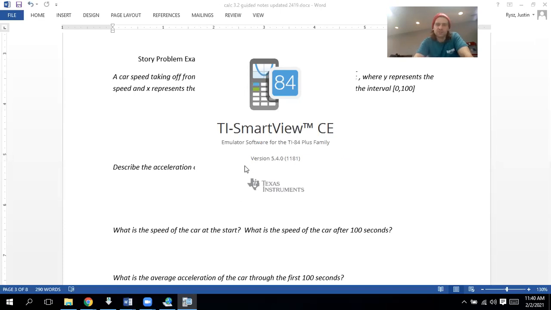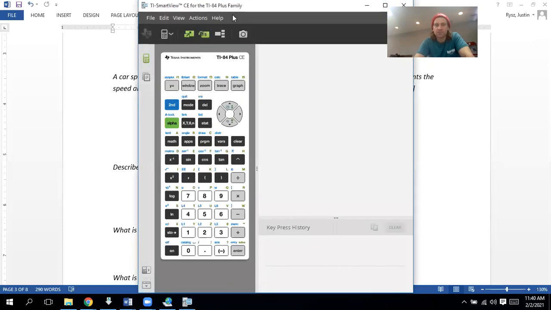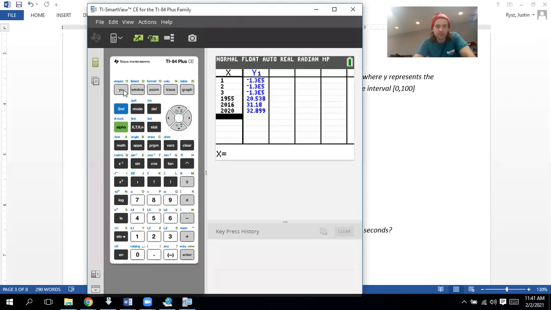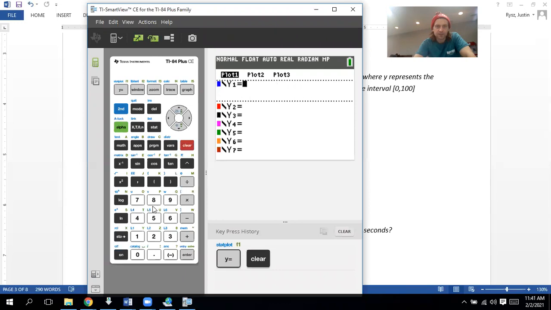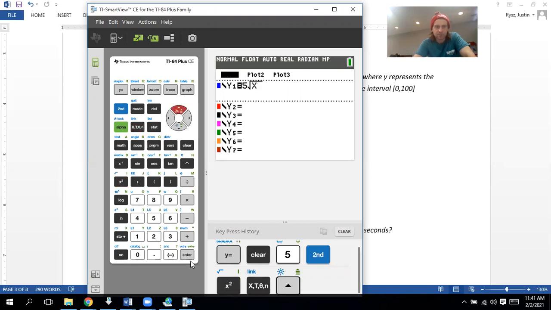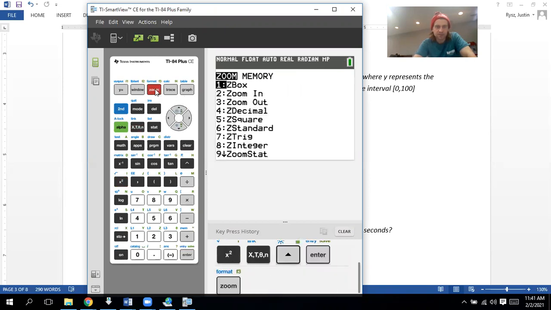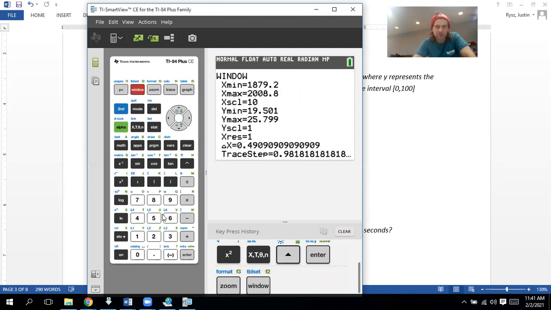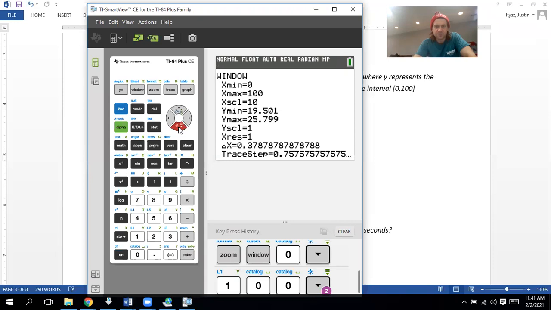And we could do this on Desmos too. And this represents the speed. Okay, so y equals 5 radical x. I've got a plot on here that I'm going to turn off, and I'm going to change my window. Let's see, my x min is 0, x max is 100, and I can scale it by 10. So every 10 spots, we'll see a tick mark.